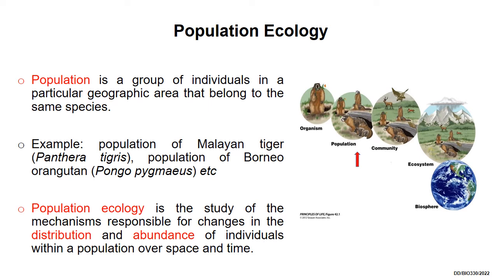Next, population ecology. A population we can define as a group of individuals in a particular geographic area that belong to the same species. For example, a population of Malayan tigers, Panthera tigris, or a population of Borneo orangutans, Pongo pygmaeus, etc. Population ecology itself we can define as the study of the mechanisms responsible for changes in the distribution and abundance of individuals within a population over space and time.